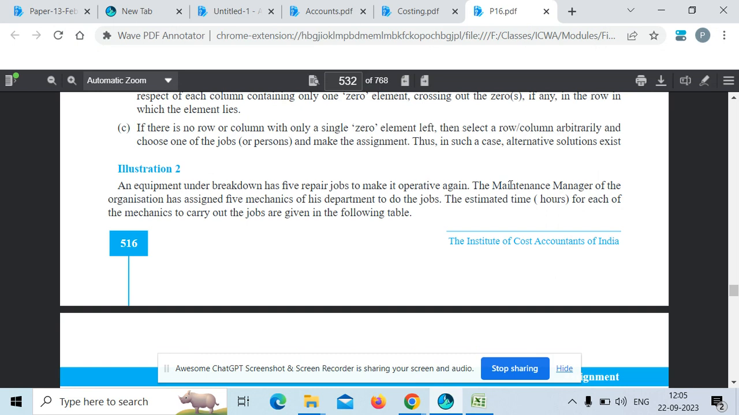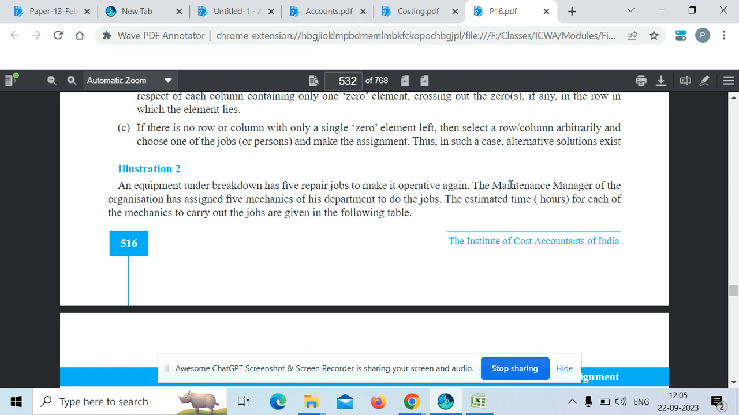Page number 2, 516. Illustration number 2. An equipment under breakdown has 5 repair jobs to make it operative again. The maintenance manager of the organization has assigned 5 mechanics of his department to do the jobs. The estimated time for each of the mechanics to carry out the jobs is given in the following table.